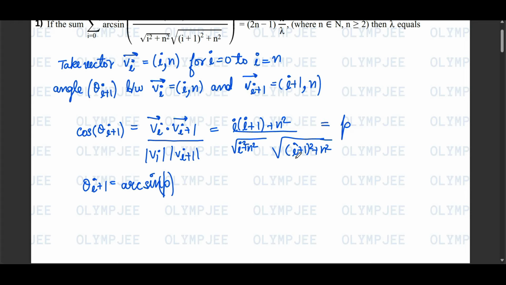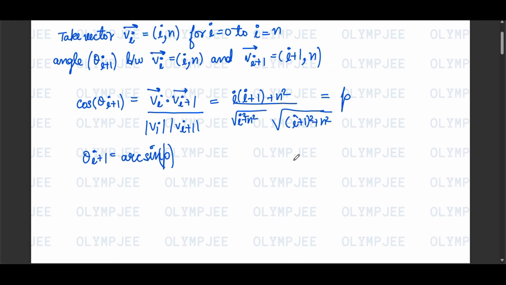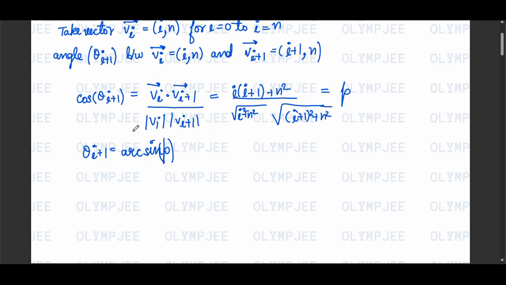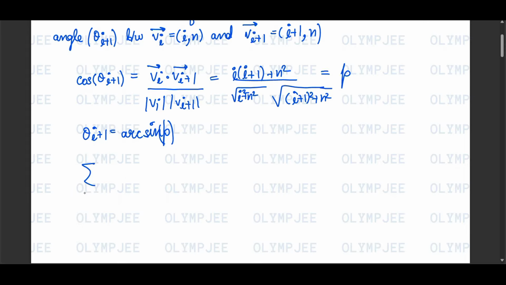So let us see what this actually means. We are summing from 0 to n minus 1, right? Theta I plus 1 is the angle between vi and vi plus 1. So if we take I equal to 0, we will get theta 1, which means that if we take v0 here and v1 here, this is theta 1, right? Similarly, this is theta 2.